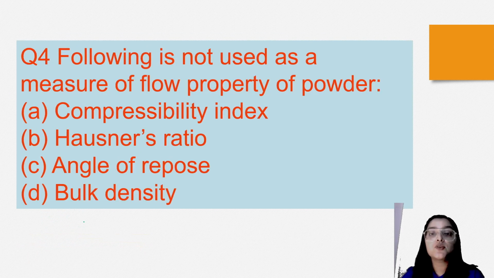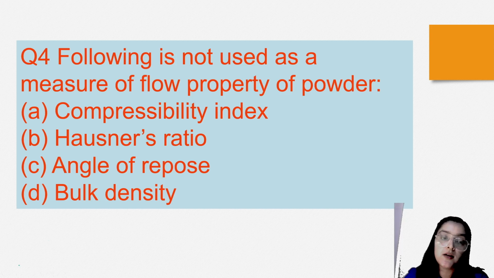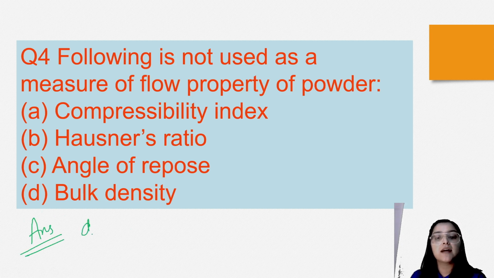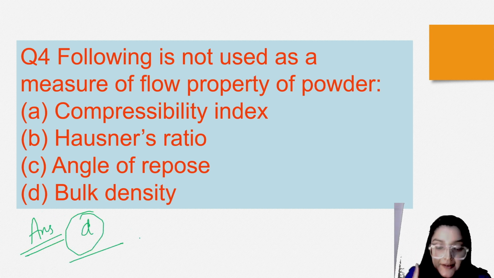Next, following is not used as a measure of flow property of powder. This question should be: following is not used as a measure for evaluation of flow property of powder. This question is very, very easy. We have seen there are three methods: the compressibility index, the Hausner ratio, and the angle of repose. We have just discussed. So students, you should be able to answer. The answer should be D, bulk density. Very correct answer. It is right from your topic. You should not miss such important topics.